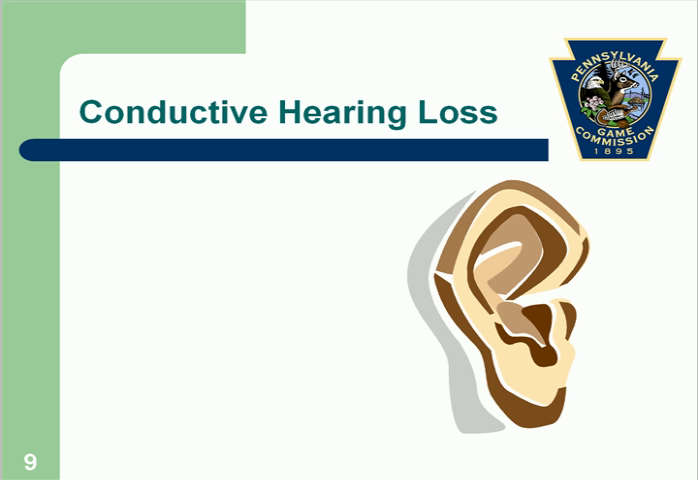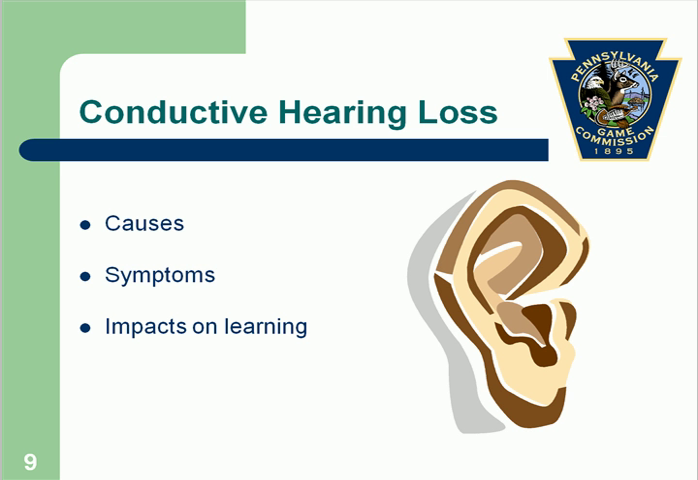Conductive hearing loss, which is caused by disease or obstructions in the outer or middle ear. It affects all frequencies of hearing evenly, but does not result in a severe hearing loss. Impacts on learning are the inability to properly hear instructions, comments, and classroom discussions. These students usually have hearing aids, but may need to be repositioned in the classroom.